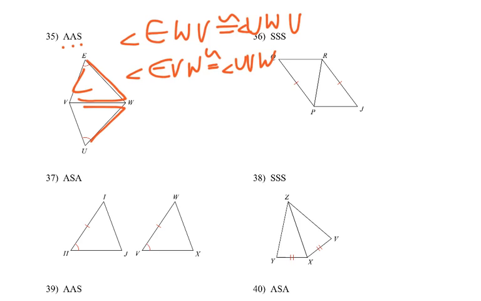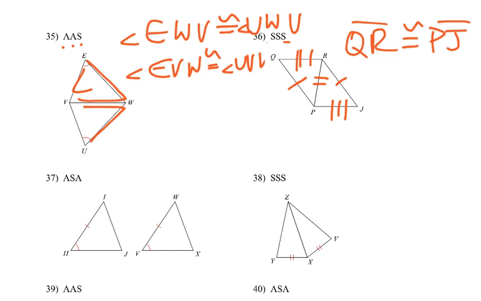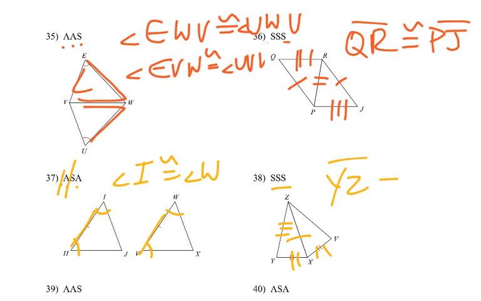Okay, so if we look at 36, side, side, side, they share this side. That side's congruent, so it's got to be this other side, doesn't it? So that would be QR with PJ. Alright, 37, angle side angle. We've got the angle one side, angle one side. It's got to be the other angle touching the side, so it'd have to be angle I with angle W. 38, side, side, side. They share a side, have the other side, so it's that third side. So YZ would have to be congruent to ZV.